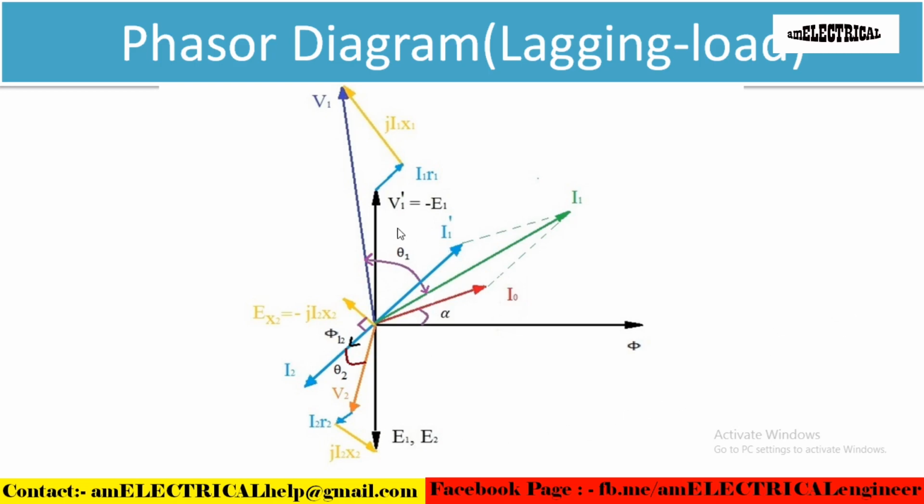Similarly, when we do the same for the upper part or the primary part, then also we get an equation like V1 equal to V1 dash plus I1R1 plus jI1X1, which will be equal to V1 dash plus I1Z1. Now we will make an equivalent circuit depending on these two equations.